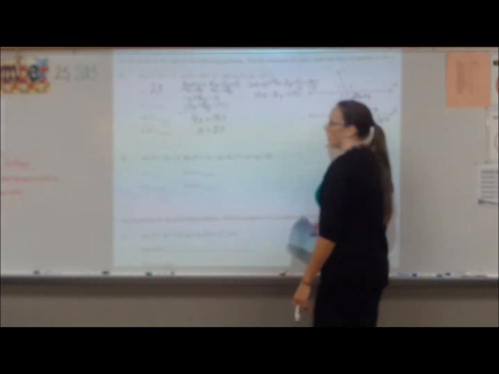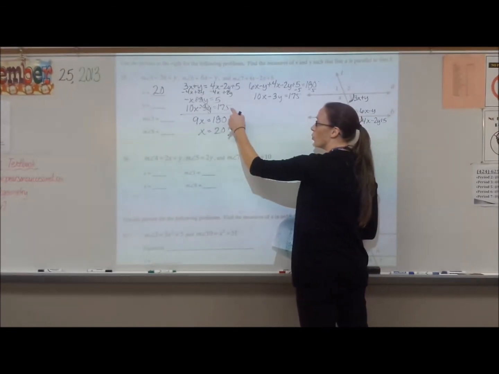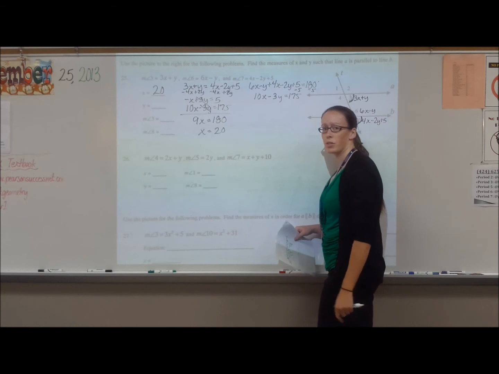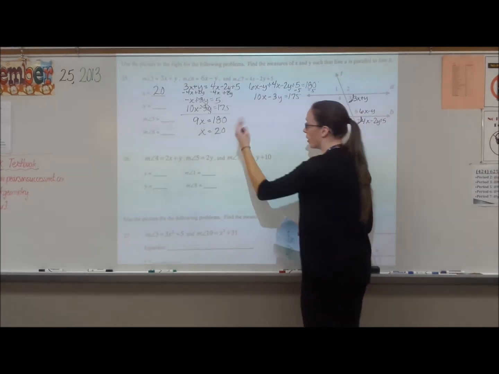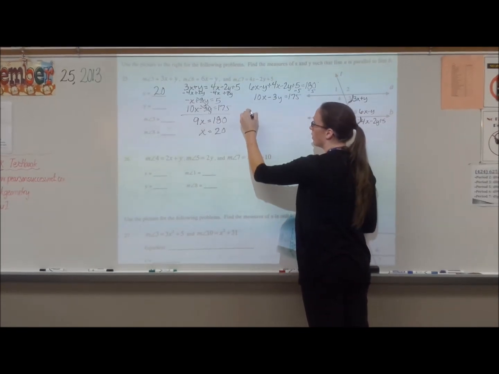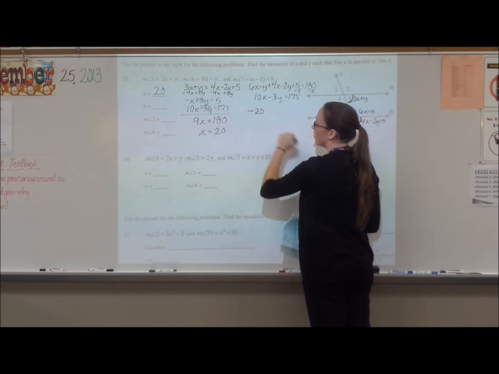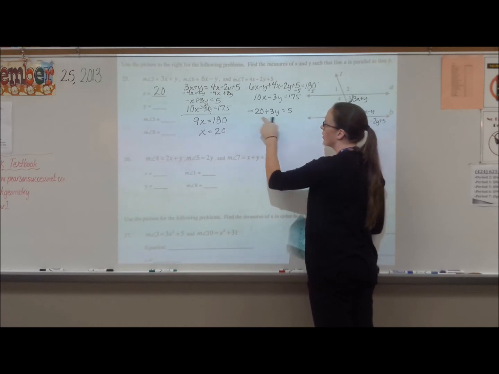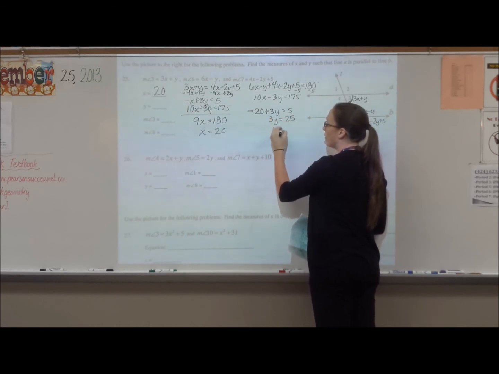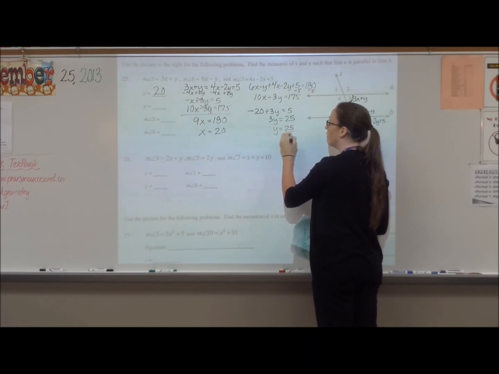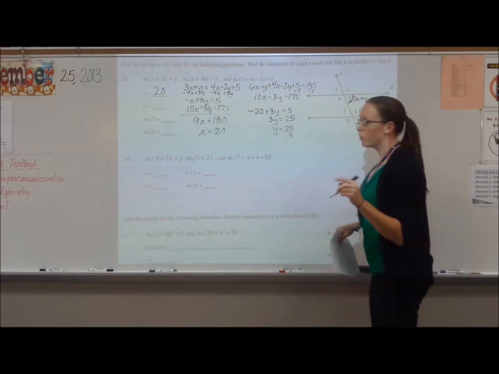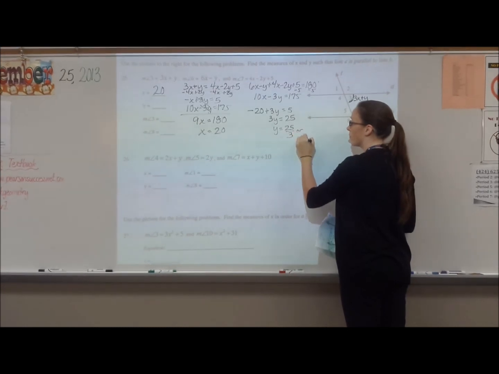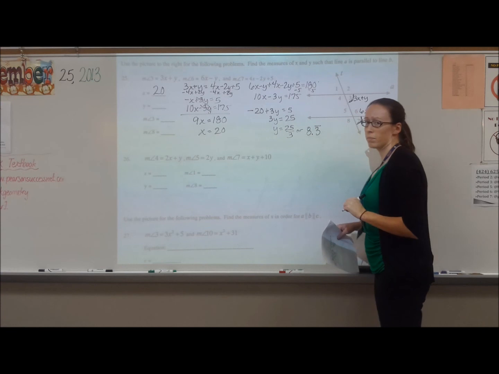Using x to find y, does it matter which equation you substitute back into? The answer is no. Pick one, and let's get to work. I'm going to say negative 20 plus 3y is equal to 5. Move the 20 to the right, 3y equals 25, and divide. I'm going to leave it as a fraction, but we're also going to consider the decimal. 8.3 repeating.